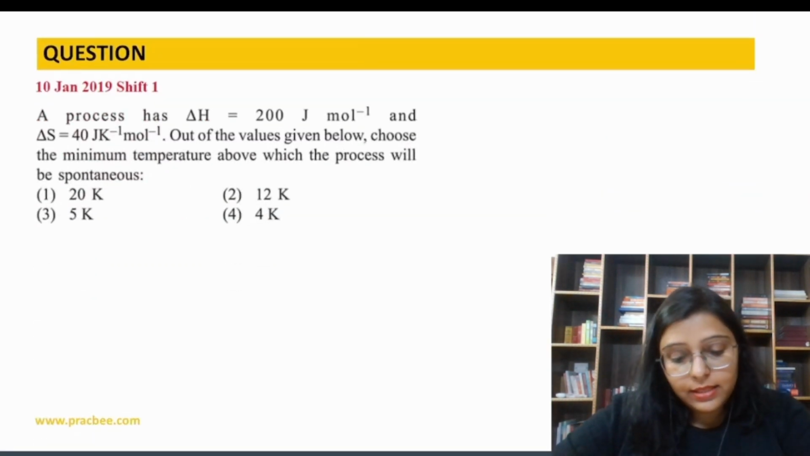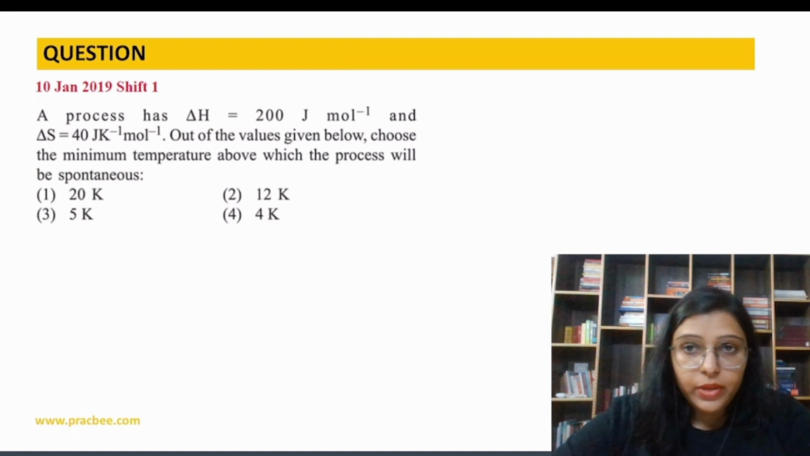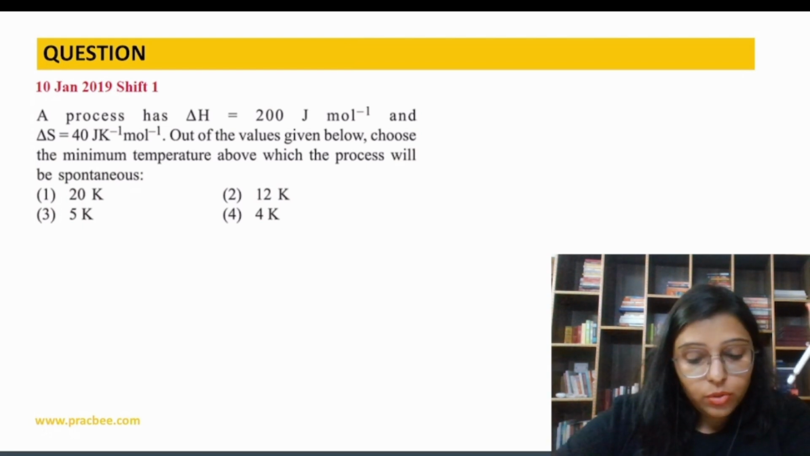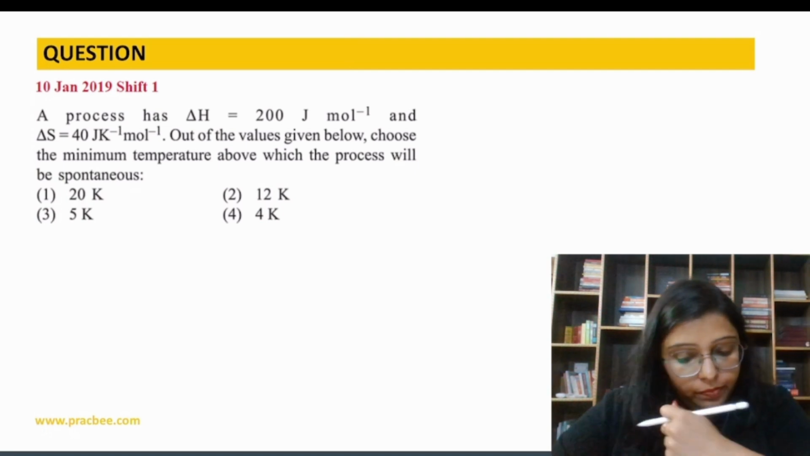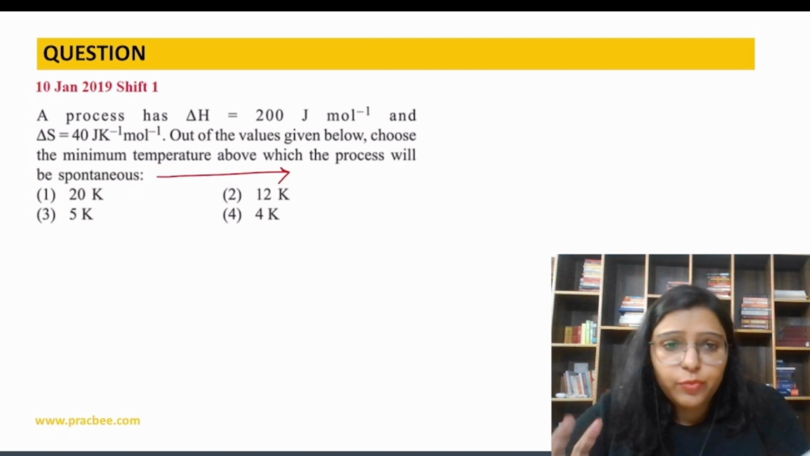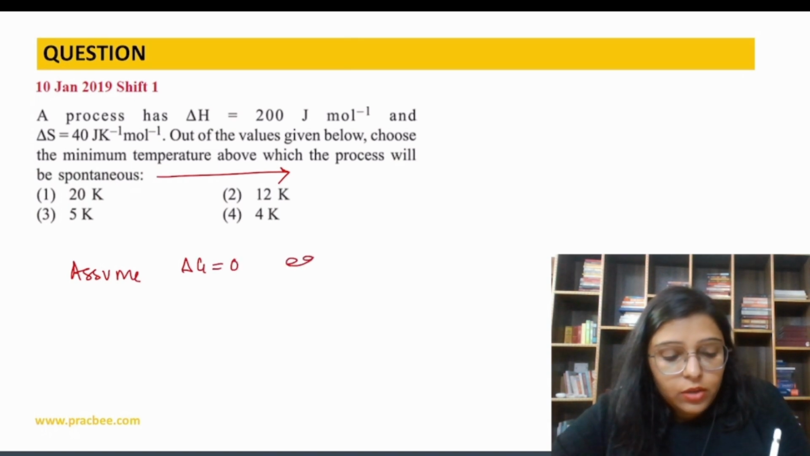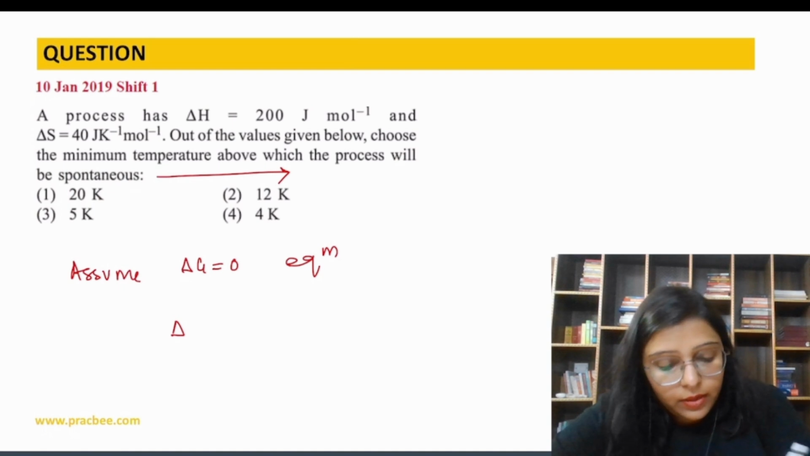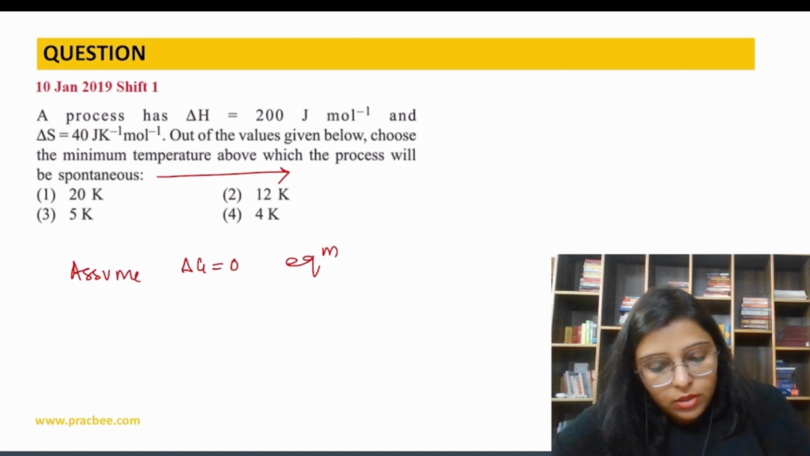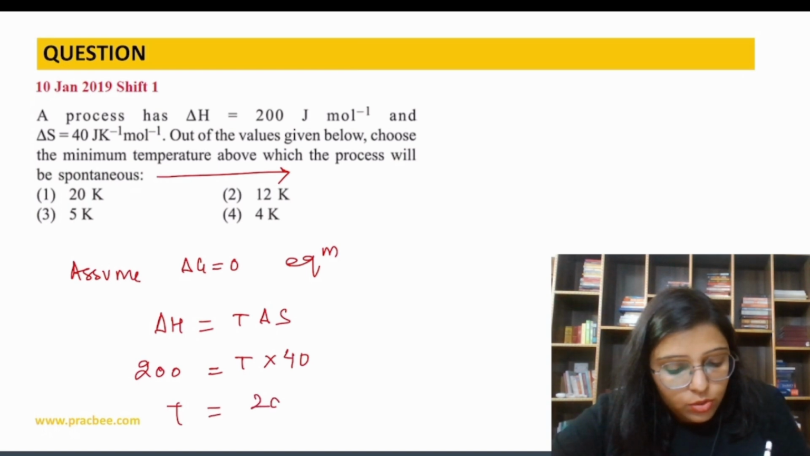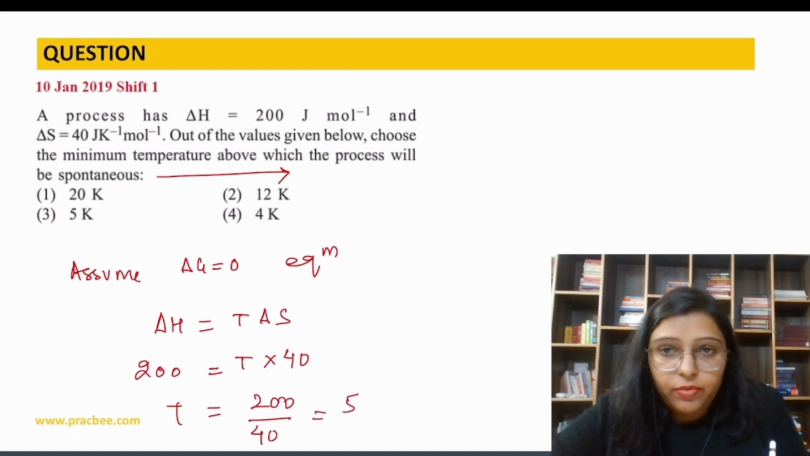A process has delta H equal to 200 joule per mole and delta S equal to 40 joule per Kelvin. Out of the values given below, choose the minimum temperature above which the process will be spontaneous. In order to do this, what we are going to assume? Assume an equilibrium process, right? Equilibrium. So delta G, matlab we can write delta H is equal to T delta S, right? Delta H is 200, T into 40. So temperature is 200 upon 40, which is equal to 5 Kelvin.